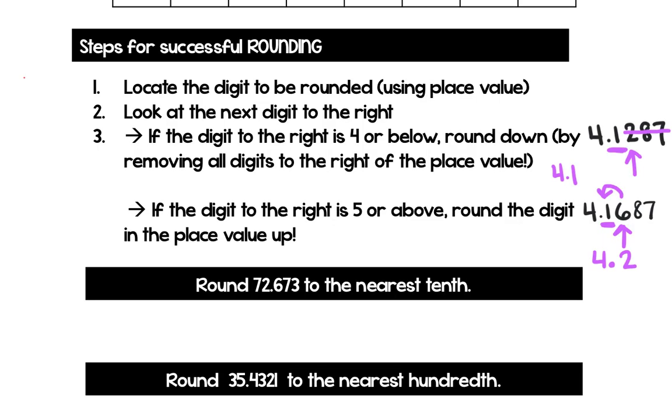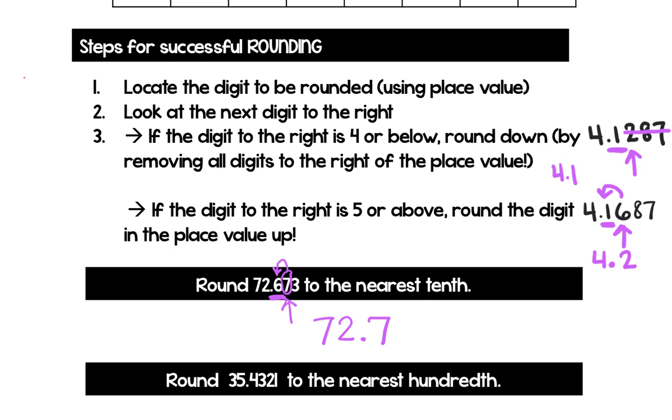Okay, let's practice. We are going to round 72.673 to the nearest tenth. The first thing that we're going to do is we're going to locate the tenth, which is right here, 1 place to the right of the decimal. And then we are going to look at that number to the right of that, which is a 7. This is the digit that is going to indicate what we do. This is 5 or above, so we are going to round this 6 to a 7, and our answer is going to be 72.7.